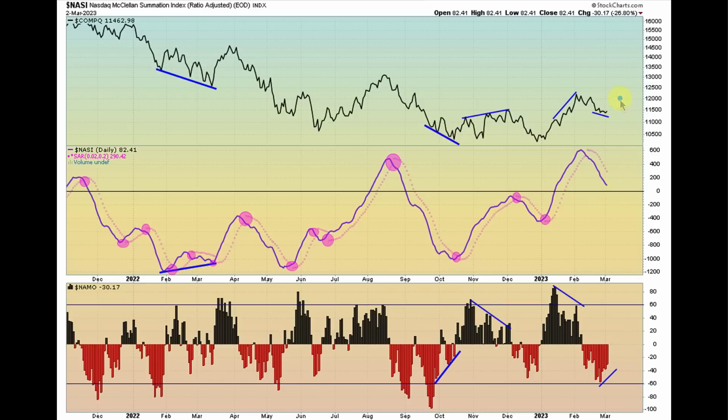From a positive standpoint, we have a positive divergence on the Nasdaq McClellan oscillator. As you can see, the internals are strengthening, still negative, but they're strengthening with higher lows, where the price action put in lower lows. So price action was moving down while the internals were strengthening, which could indicate we might see a bounce. We've seen that here, here, and here. We've seen it multiple times throughout this type of chart.